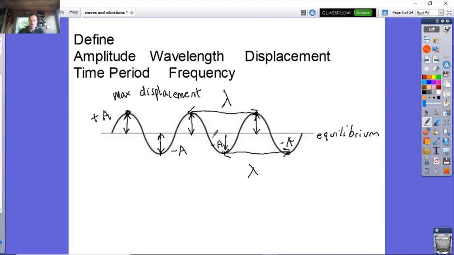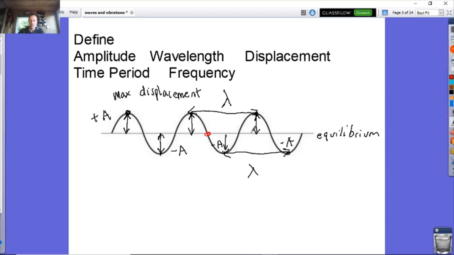You can also have it from this point here to that point there. Again, that's going to be a wavelength. I think a lot of times it's easier to measure it from the top to the top. And displacement, let me define it for you, is how far any particle, for example here, is above the equilibrium position at any time. Now the time period is the time a particle takes to make one complete cycle. Okay, and we give it the symbol T, and it's obviously measured in seconds.